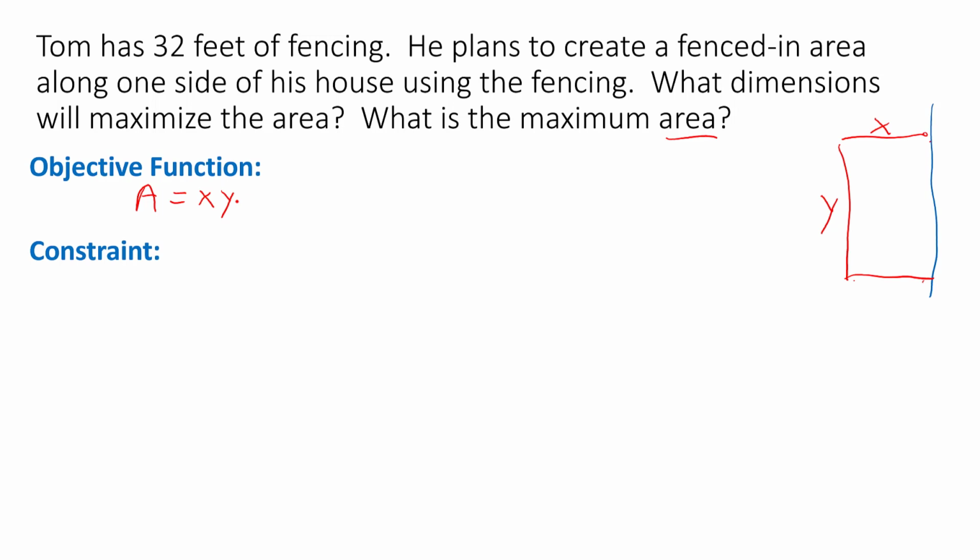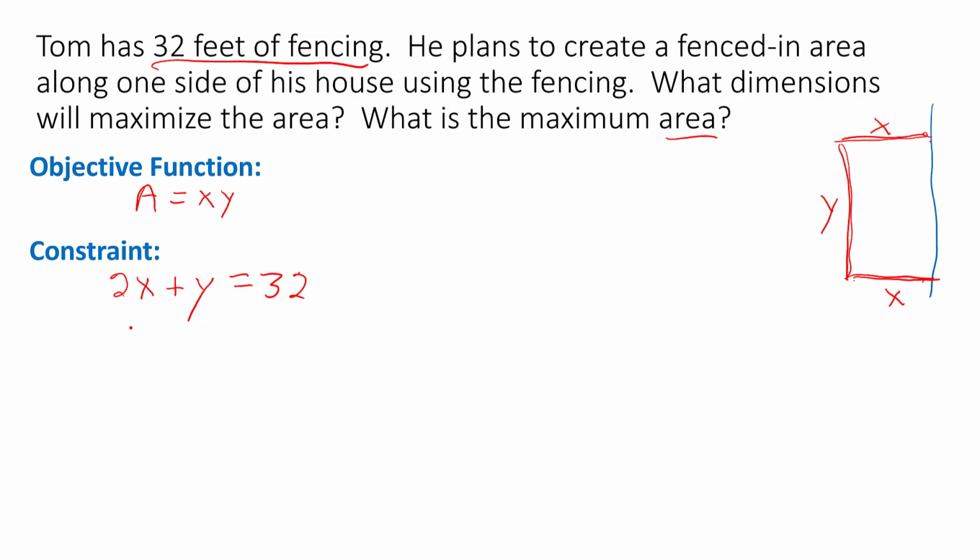So if Tom had an infinite amount of fencing, he could do whatever he wanted to with that, right? He only has 32 feet of fencing. And that 32 feet of fencing has to go all the way around. So we'd have x plus y plus x again. And we could think of that as our constraint on the amount of area that we can fence: 2x plus y has to be less than or equal to 32. Well, if we want to maximize, we'll just say that is equal to 32 here.